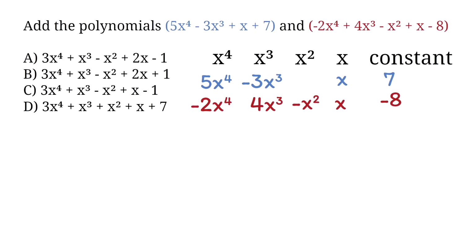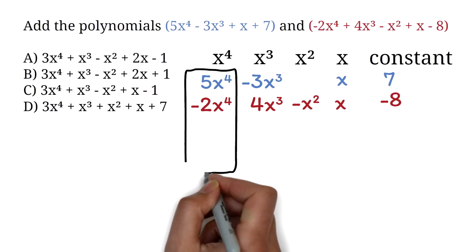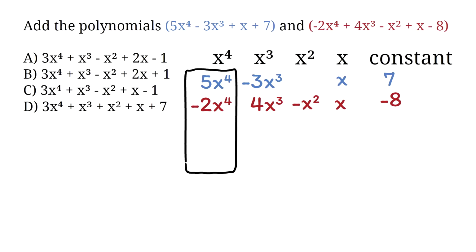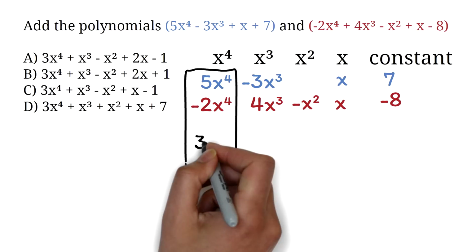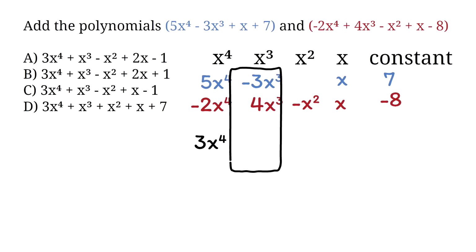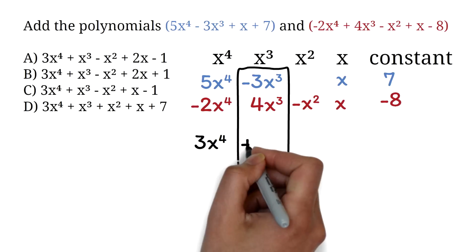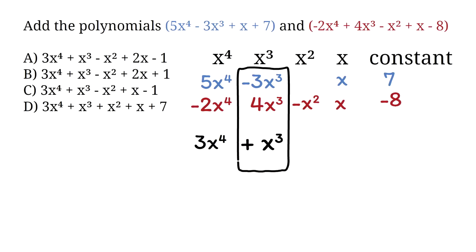Let's add. For this addition, you can start from any term, provided you are adding like terms. I will start from the left. We have 5x exponent 4 plus negative 2x exponent 4. 5 plus negative 2 is 3. So we have 3x exponent 4. Next, we work on the x cubed term. Negative 3x cubed plus 4x cubed. This will give us 1x cubed, which is the same as x cubed.